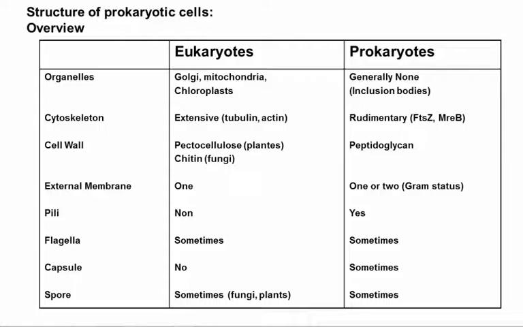So don't forget these, right? Basically, in eukaryotes we have intracellular organelles that are membrane bound, Golgi apparatus, mitochondria, this kind of thing. In prokaryotes, generally none. No true membrane-bound organelles. There are inclusion bodies, and we'll talk about them a little bit later, but they're not really the same thing as a membrane-bound organelle.